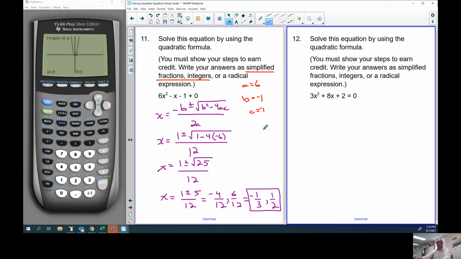Solve this equation by using the quadratic formula again. So negative b would be negative 8, right? Plus or minus the square root of b squared. 8 squared is 64. Minus 4 times a times c. 3 times 2 is 6. All over 2 times a. 2 times 3 is 6.